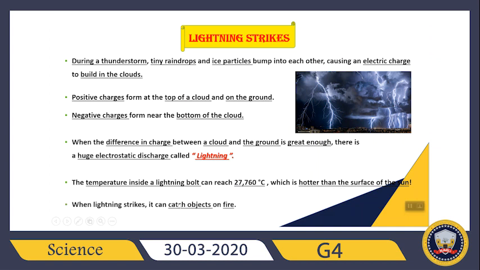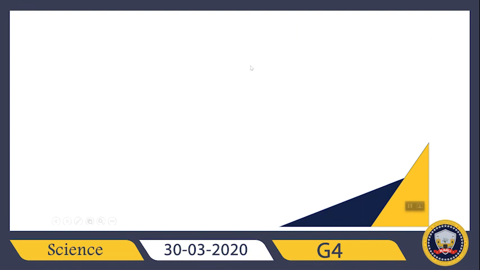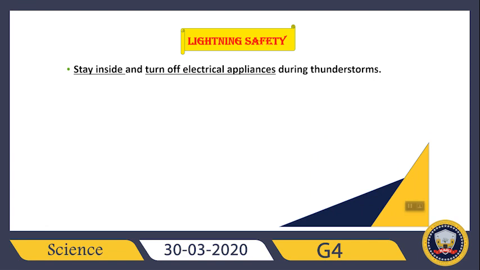And by the way, when lightning strikes, it can catch objects on fire. Sometimes we hear about accidents and disasters where trees in the forests are burned, all of them, due to thunderstorms or lightning. So we have to be very careful and take safety rules when dealing with thunder strikes. Like what? Let's see what we should do during thunderstorms and what we shouldn't do. Let's see, the lightning safety.